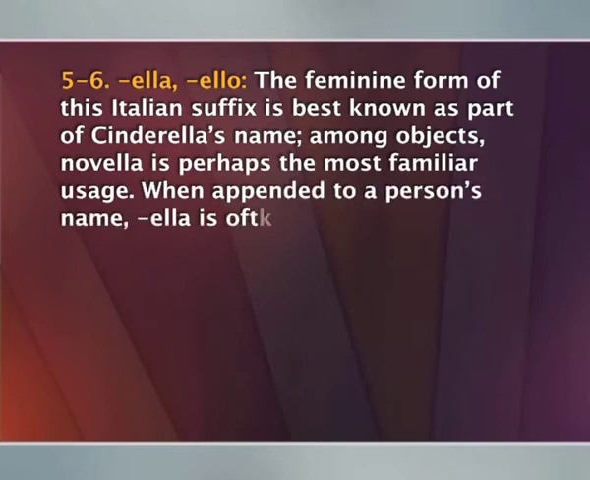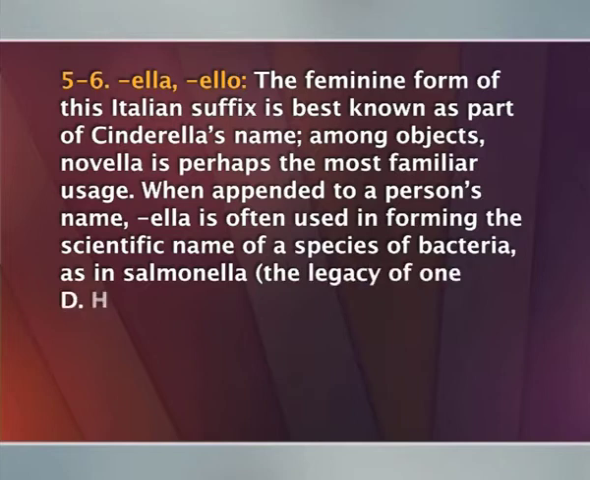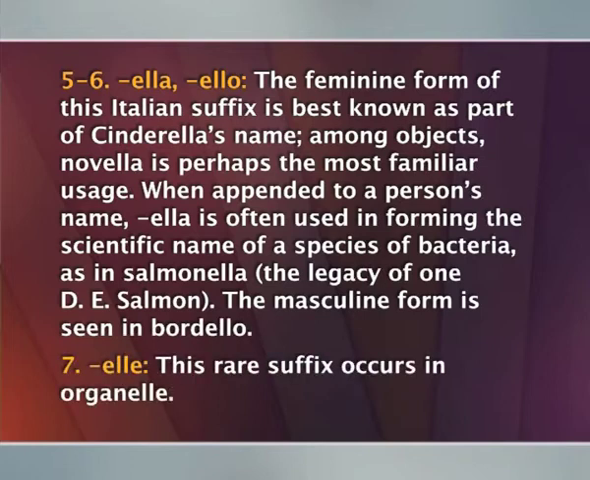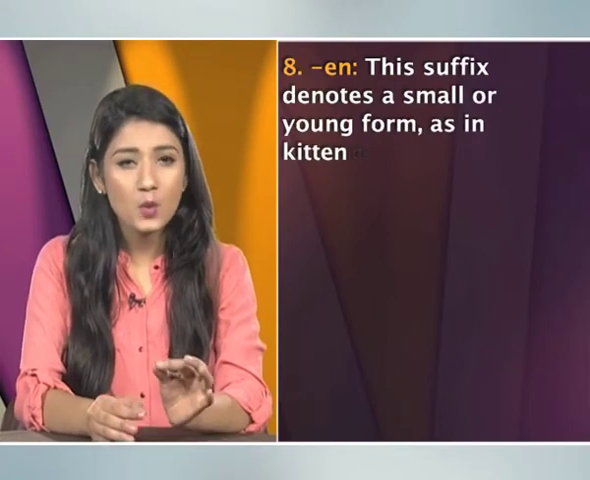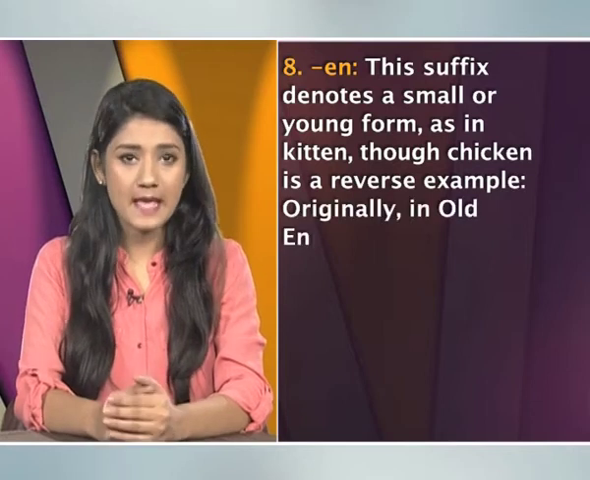When appended to a person's name, ella is often used in forming the scientific name of a species of bacteria, as in Salmonella, the legacy of Daniel Salmon. The masculine form is seen in bordello. Seventh, elle. This rare suffix occurs in organelle. Eighth, en. This suffix denotes a small or young form, as in kitten, though chicken is a reverse example.